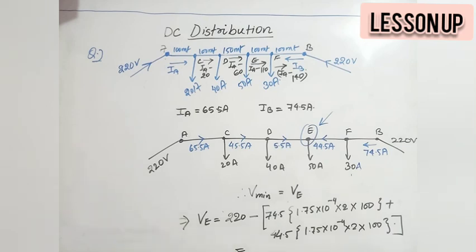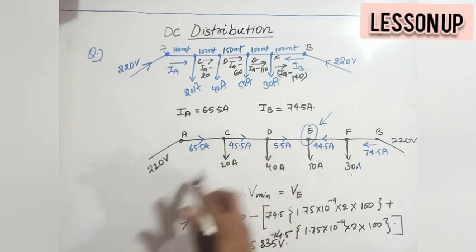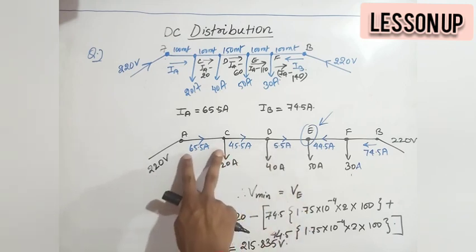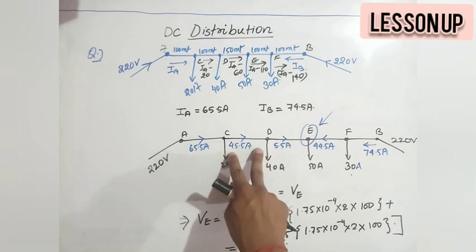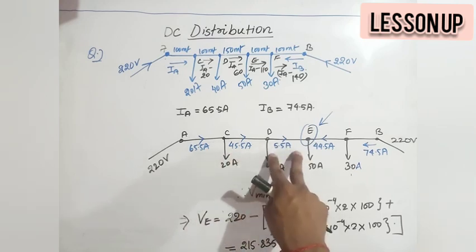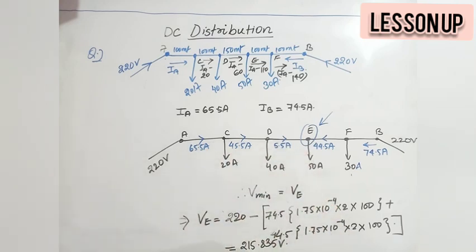So the final result we will get is 215.835 volt. So this is the minimum potential point which we get at point E. You can calculate this equation from this side also: 220 minus voltage drop across this, voltage drop across this, and voltage drop across this. You will get the same result. Okay.